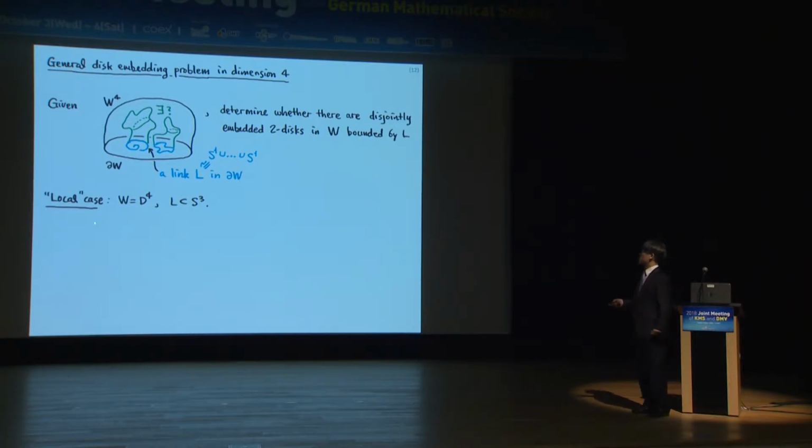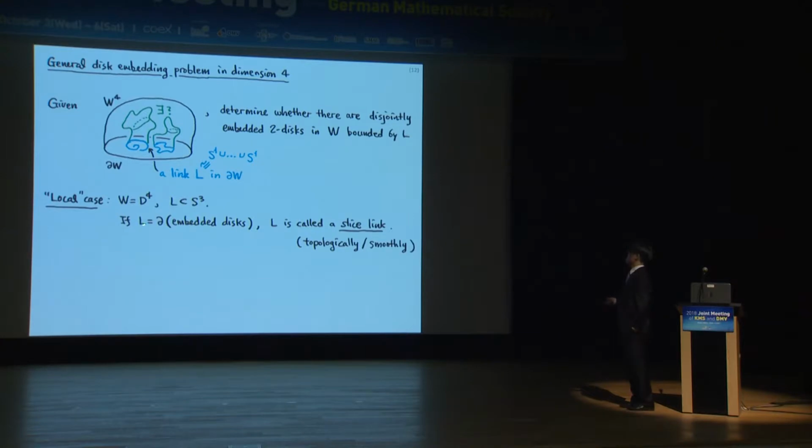And a very important particular case is the local case, namely when W is D4, the standard 4-space, so that, for instance, there are no difficulties and obstructions from homotopy theory. Then its boundary is the standard 3-space, S3, the same as the actual physical world we live in. And my link is now something in our space, okay? So can we find such embedded disks for this case? That's the local problem, okay?